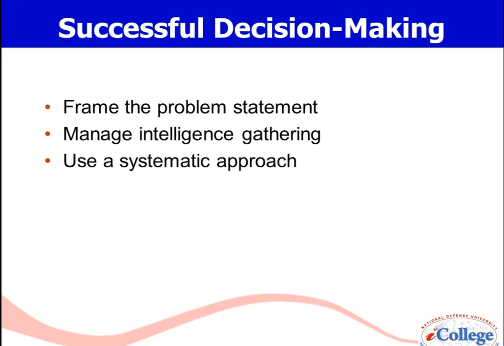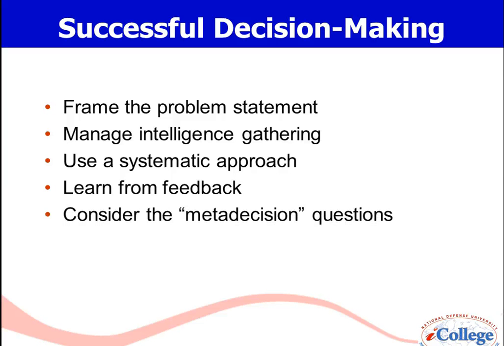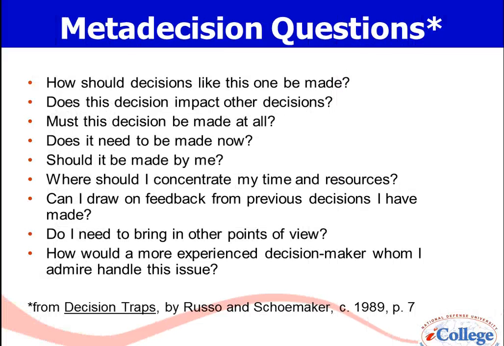Use a systematic approach, not just one that works by the seat of your pants. This forces examination of many aspects and leads to a better decision than unorganized random thoughts, particularly in the situation where you have sufficient time to use a systematic approach. Learn from your feedback. Establish a system to record what you expected would happen and what did happen. Did you have enough data to make the decision, and what else have you learned? And finally, consider the meta-decision questions, such as those indicated here.